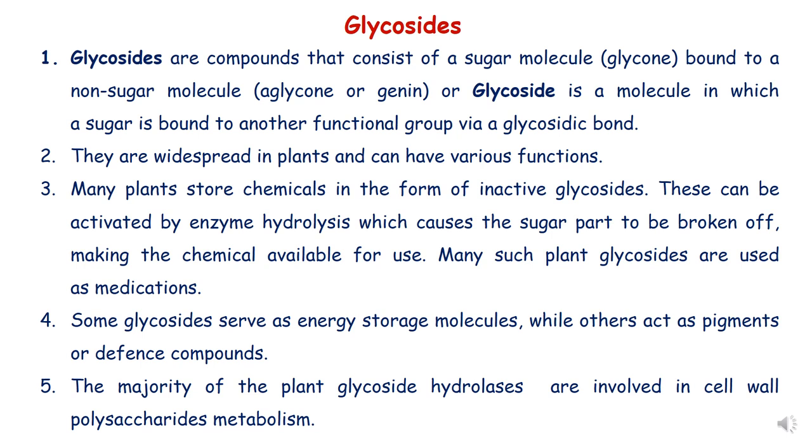They can be activated by enzyme hydrolysis, which causes the sugar part to be broken off, making the chemical available for use. Many such plant glycosides are used as medicines. Some glycosides serve as energy storage molecules, while others act as pigments or are used as defense compounds. The majority of plant glycoside hydrolases are involved in cell wall polysaccharide metabolism. Now, for phytochemicals, we are interested in cardiac glycosides.